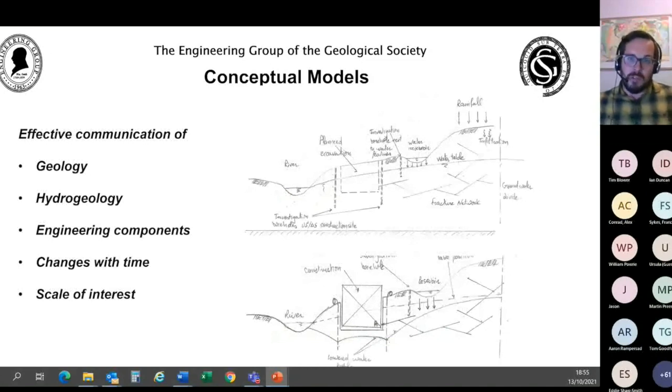Once you've established your conceptual model, it's important to be able to effectively communicate that understanding to others. Now, this clearly includes the geology, hydrogeology and engineering components, but you may also need to consider other factors. It's necessary to take into account changes over time, perhaps. Groundwater conditions may change seasonally. There's also the scale of interest. It's important to understand the lateral and vertical extent over which the hydrogeology should be considered. This usually goes some way beyond the immediate limits of the engineering works.